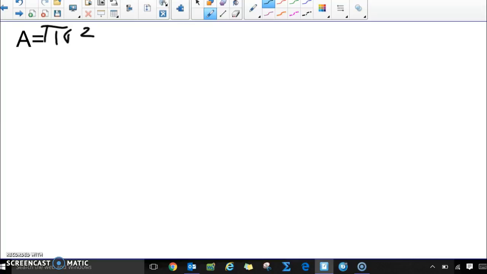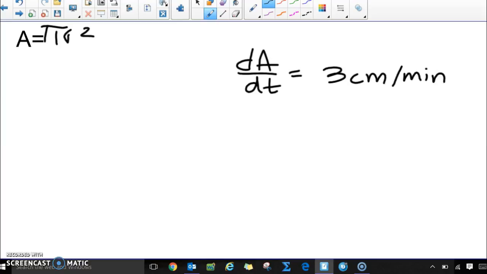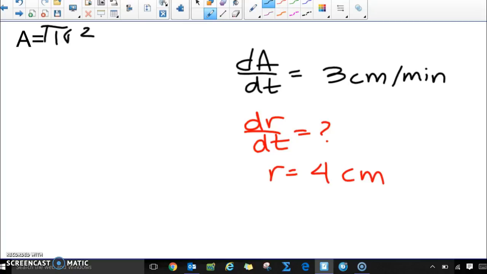And I'm going to give you some information. I'm going to tell you that the rate of change of the area, so that's dA/dt, is changing at a rate of 3 centimeters per minute. I'm also going to be telling you that I'm interested in what the rate of change of the radius is. All right, so I'm going to denote that by saying it's equal to something that's unknown right now, specifically at the moment in time when the radius is 4 centimeters. Because we're talking about a moment in time, I want to be able to freeze that moment.